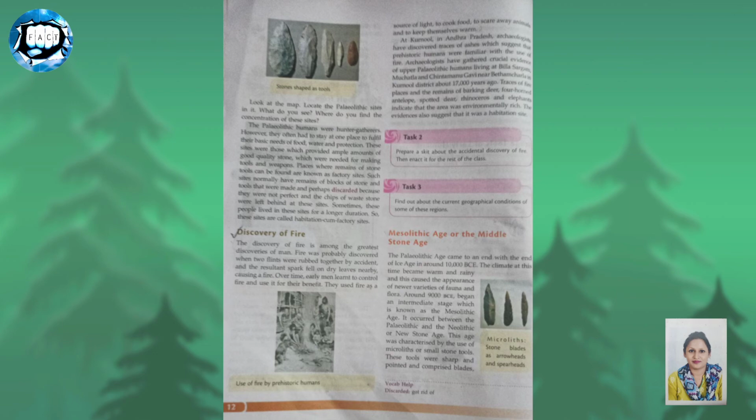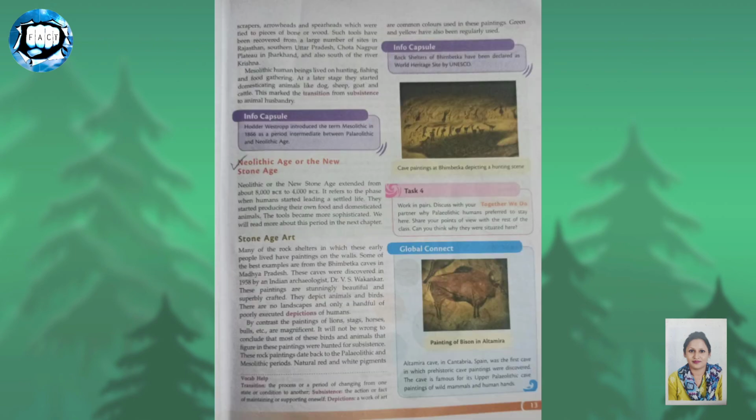The human beings of Mesolithic age lived on hunting, fishing, and food gathering. At a later stage, they started domesticating animals like dog, sheep, goat, and cattle. This marked the transition from subsistence to animal husbandry. The meaning of transition is the process or a period of changing from one stage or condition to another, and the meaning of subsistence is the action or fact of maintaining or supporting oneself.